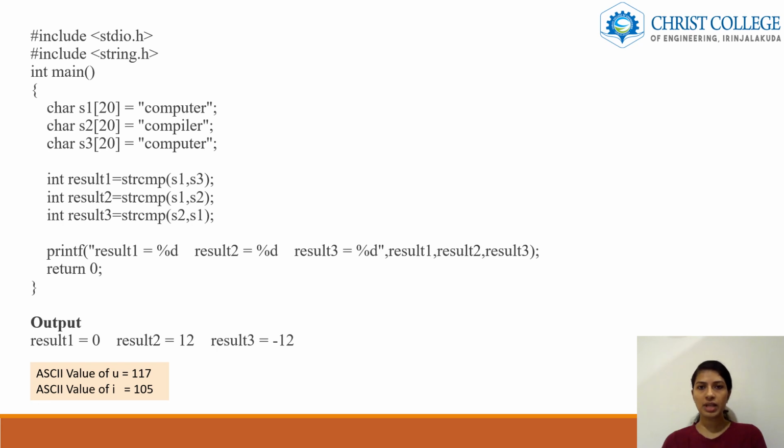So we should remember the ASCII values of capital A and small a. The ASCII value of capital A is 65. ASCII value of small a is 97. So from that we can calculate the ASCII values of other alphabets.